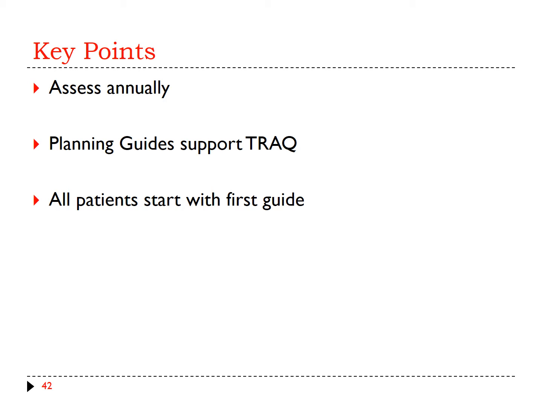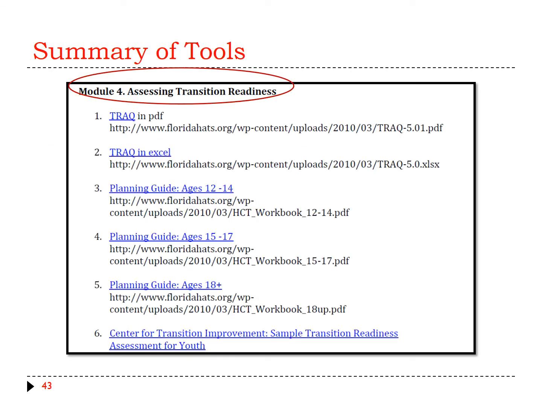Assessing the patient's transition readiness is an annual activity that should begin at age 15. The planning guides for youth and families, which can be completed at home, support in-office administration of the TRACK. All patients should begin at the first stage of transition and with the first guide. Use the links from this course's toolkit to access the resources from this module.